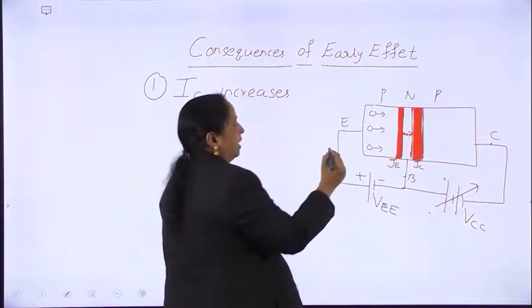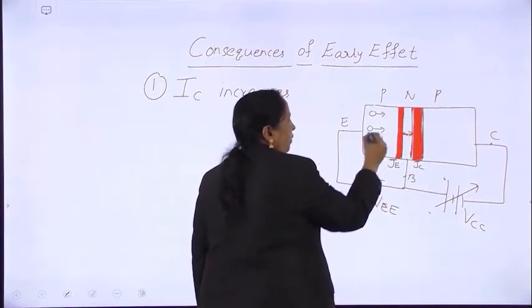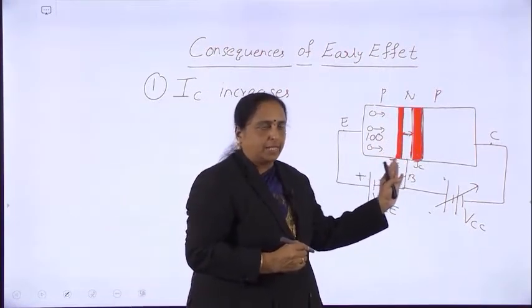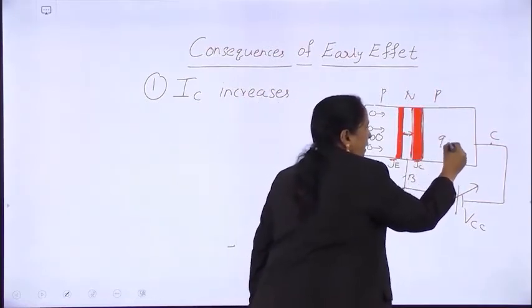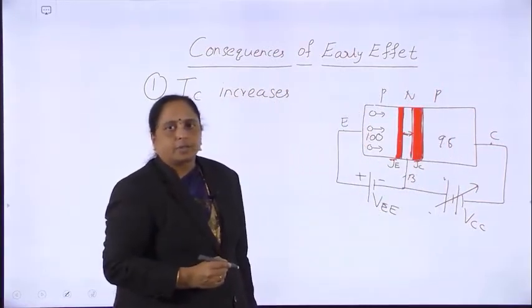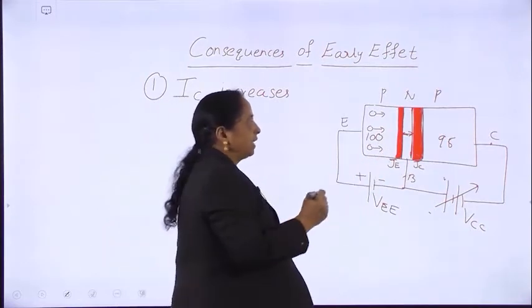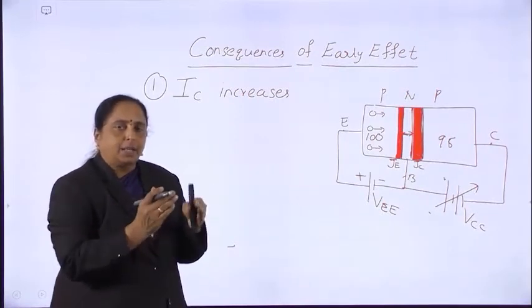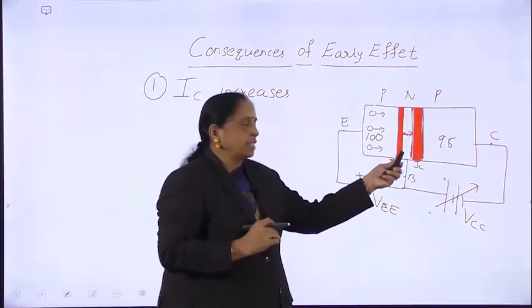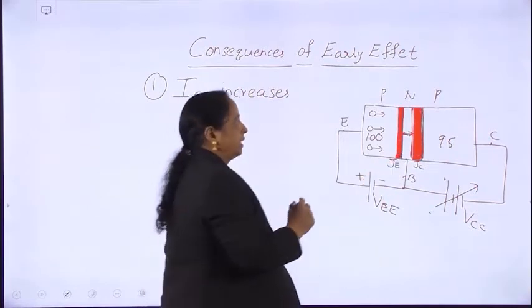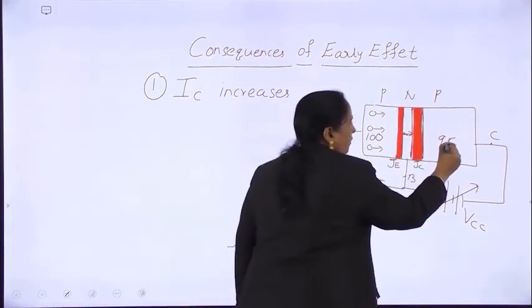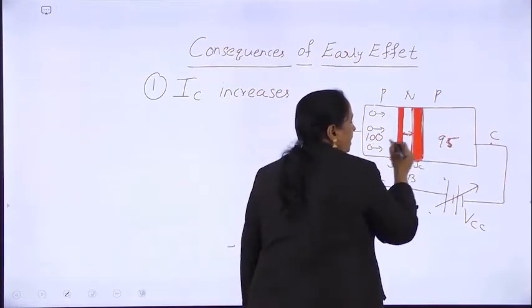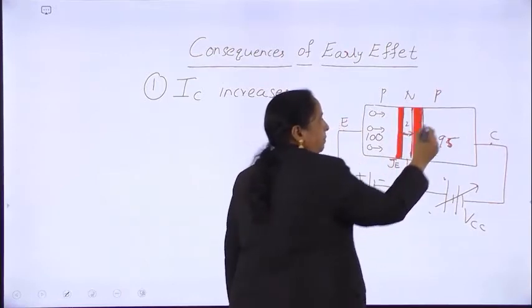For example, as a number, say 100 holes start from here, and 5% of them recombine with the base region, and 95% reach the collector. Therefore 5% recombination takes place in the base. But due to the early effect, as the base width decreases, the recombinations are very, very less. For example, here this is 95. Due to this reduction in the base width, only 2 recombinations take place.